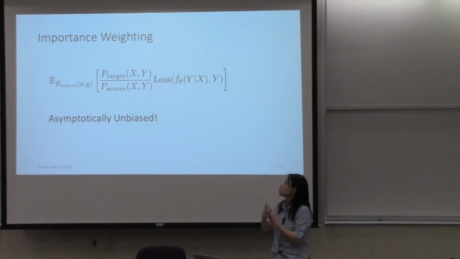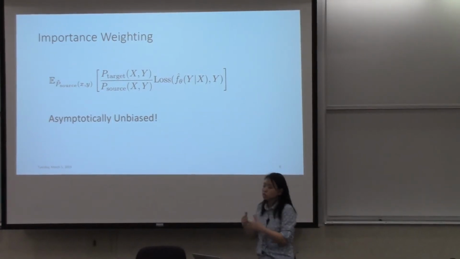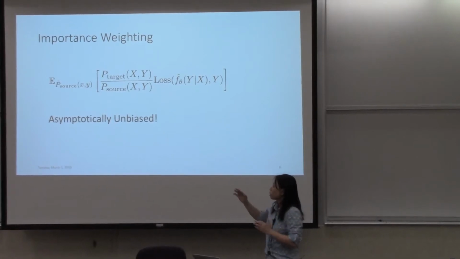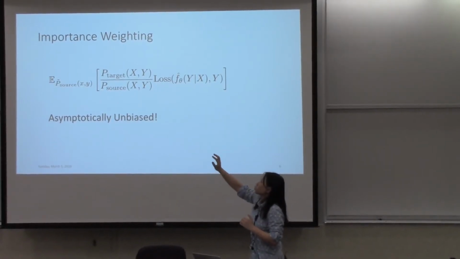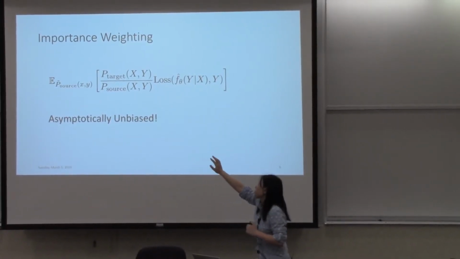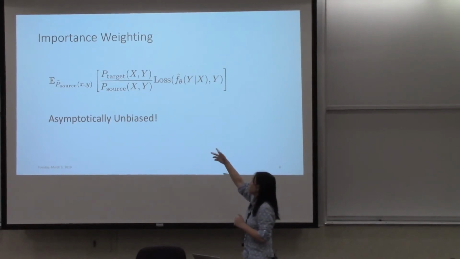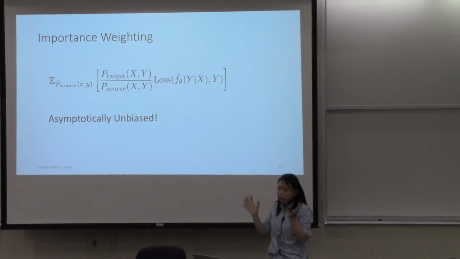In this case, the point of interest of the loss function is on the target distribution. In this way, we use source samples, but using reweighting weights on each of the samples, we end up with asymptotically the unbiased target loss function. And this is where we can get our goal.